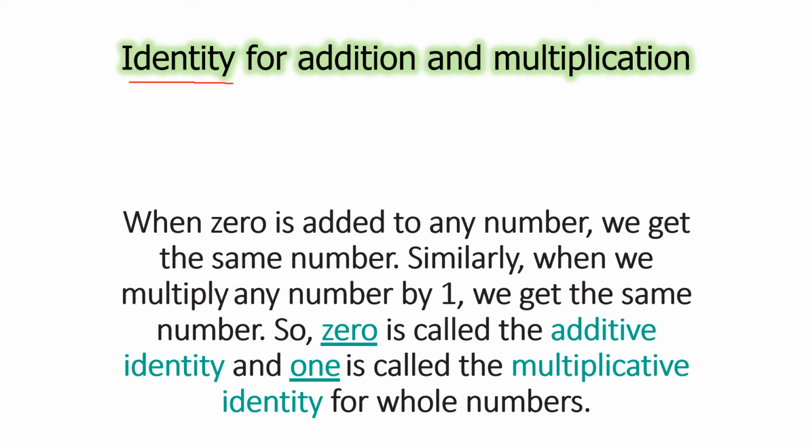So 0 is called the additive identity. Additive identity means that when we add 0 to any number, we get the same number. In the same way, 1 is called the multiplicative identity. When you multiply any number by 1, you get the same number. So this is the fourth property, identity for addition and multiplication.